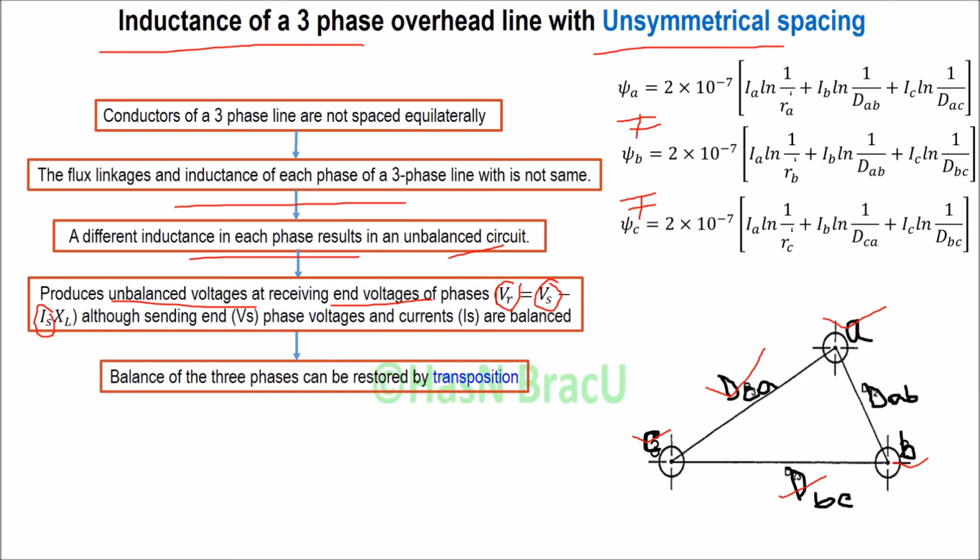But we have to restore the balance. So how can we restore the balance of the three phases? There is a method which is called transposition. By transposition, we can restore the balance of the three phases, right?